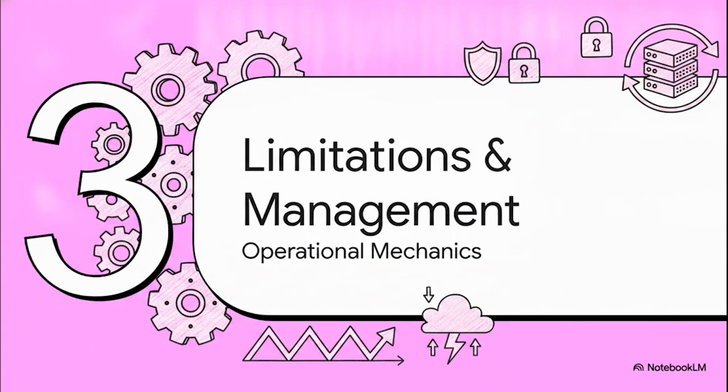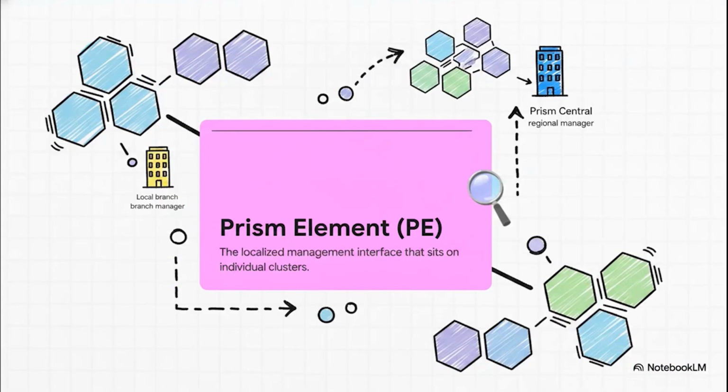Okay, let's pivot to Section 3, Limitations and Management. We're getting into the operational mechanics now. Before we go deeper, just a quick definition to keep us grounded. Prism Element, or PE, is that localized management interface sitting right on your individual clusters. If you want a simple analogy, think of Prism Element as the local branch manager, right? And it reports all the way up to the regional manager, which is Prism Central.